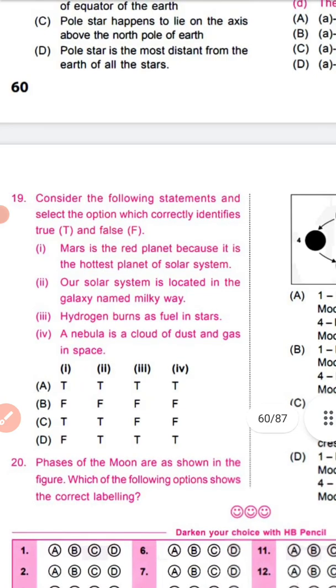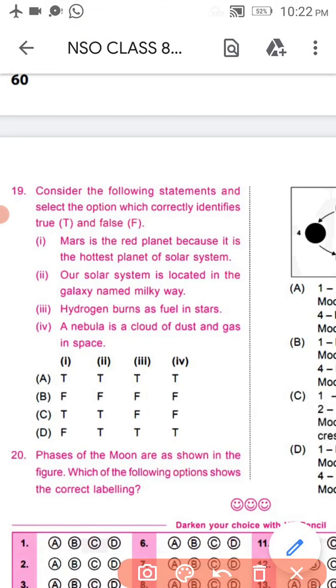Come to question number 19. Consider the following statements and select the option which correctly identifies true and false. Mars is the red planet because it is the hottest planet of the solar system. So it is false.